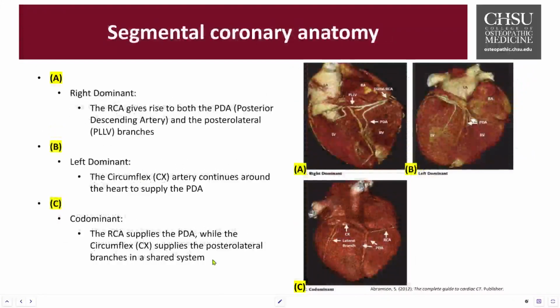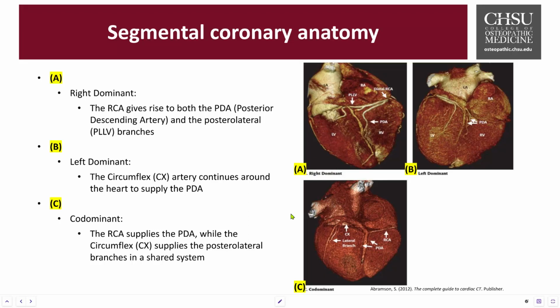So this slide illustrates coronary dominance using a CT angiogram. Dominance, again, is defined by whichever artery gives rise to the PDA, the posterior descending artery, which runs in the posterior interventricular groove and oftentimes then supplies the posterolateral branches to the left ventricle. In image A, you can see the right dominant system, which is 67% of people. The RCA continues around the back of the heart and supplies both the PDA and the posterolateral branches. That's also known as a PLLV.